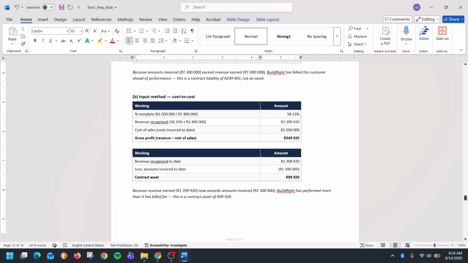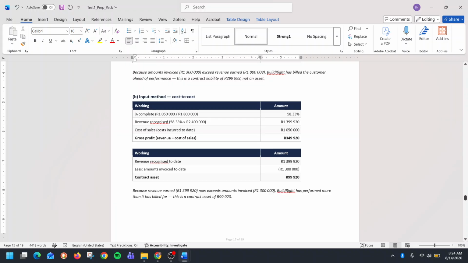We are going to recognize the revenue based on 58.33% because that is actually how much we have spent towards this project. Therefore, we deserve to receive how much? 1.3. Then we are going to use the cost of sales, the cost incurred to date, which is 1,500. Then our gross profit will be that.